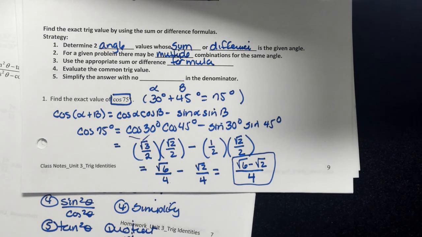So like I said, the purpose of the sum and difference, we took an angle that was not on the unit circle of 75 degrees, but now we can find the exact value for it. So it expands, it opens up the door to find the exact value of a lot of other angles that are not on the unit circle. That's the purpose of the sum and difference formulas. So any questions on that?